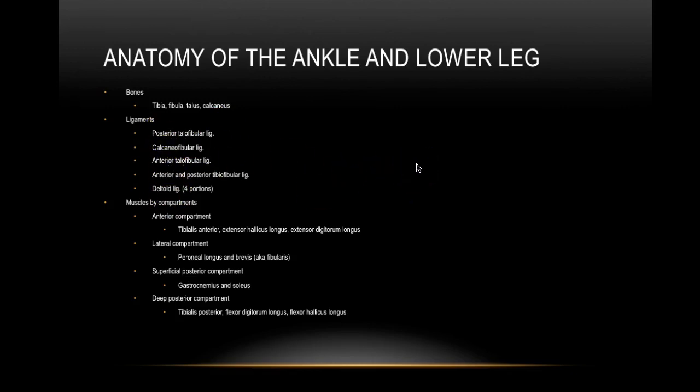The posterior talofibular ligament, the CFL, calcaneofibular ligament, the ATFL, anterior talofibular ligament, and then the tibiofibular ligaments, anterior and posterior, and then also the deltoid ligaments. Those are the major structures that you're concerned about when somebody rolls their ankle, or they get stepped on and roll over their ankle. These are the things that you're really concerned about.